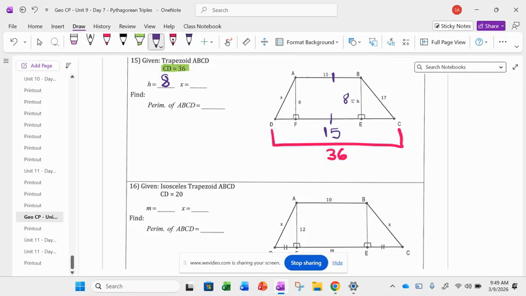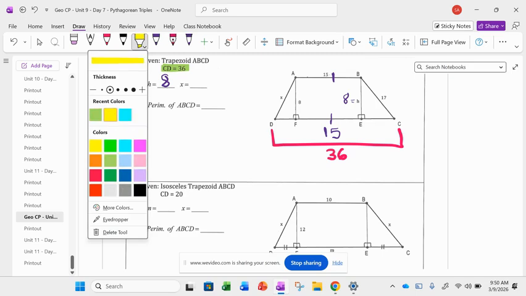Now, it did not tell us that this trapezoid was isosceles. Because it didn't tell us that the trapezoid is isosceles, I can't assume that these triangles are congruent. I could only know these triangles are congruent if they tell me the trapezoid's isosceles. But because they didn't say it, I can't say that the triangles are equal to each other or congruent to each other. So now I have to work with each triangle separately.